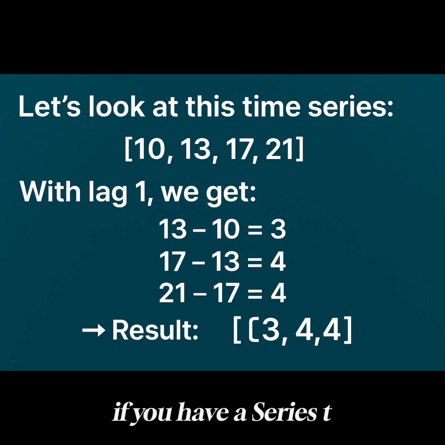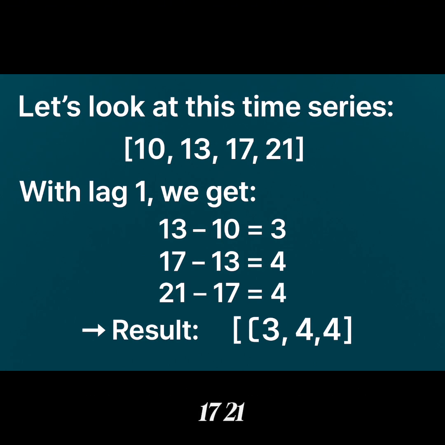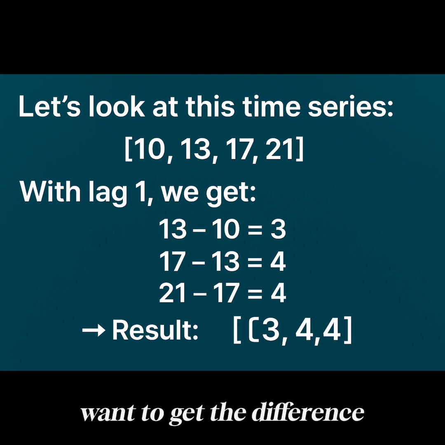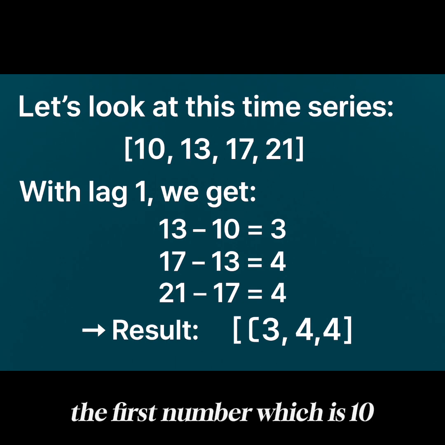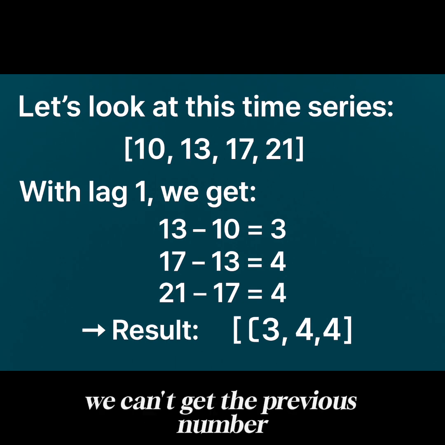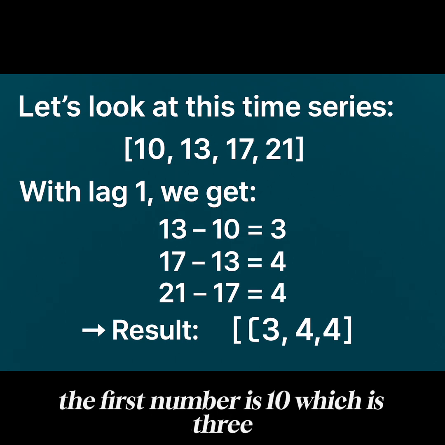Let me give you an example. If you have a series, say these are the numbers in the series: 10, 13, 17, 21. This is an upward trend. We want to get the difference. If you are using lag 1, the first number is 10. We can't get the previous number, so we go to the second number, which is 13 minus 10, the first number, which is 3.